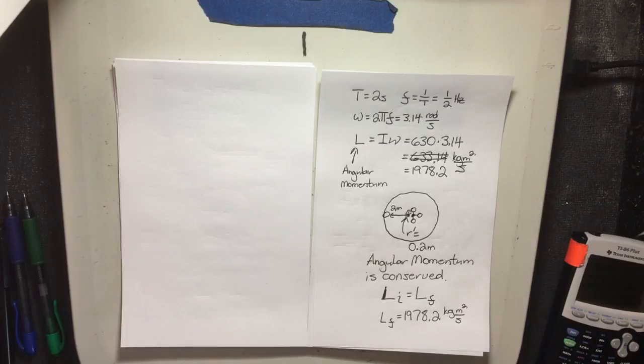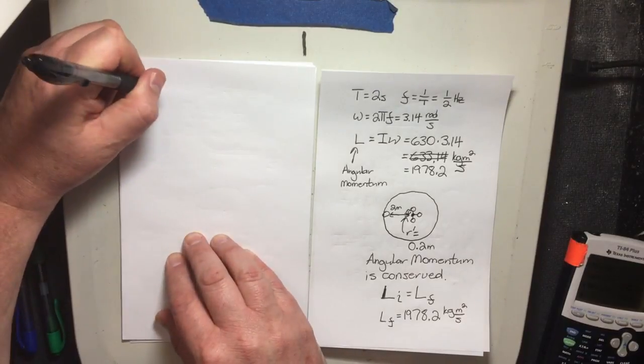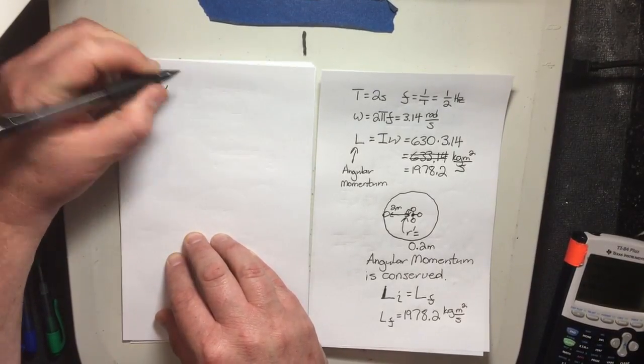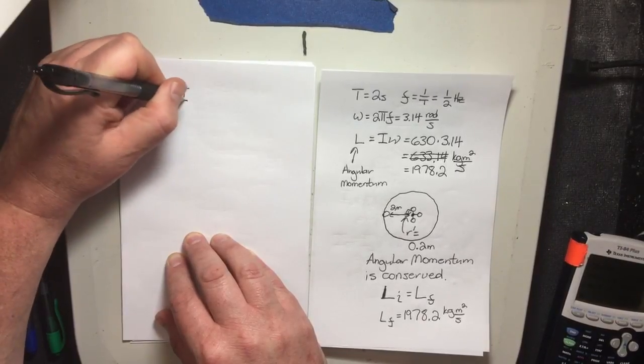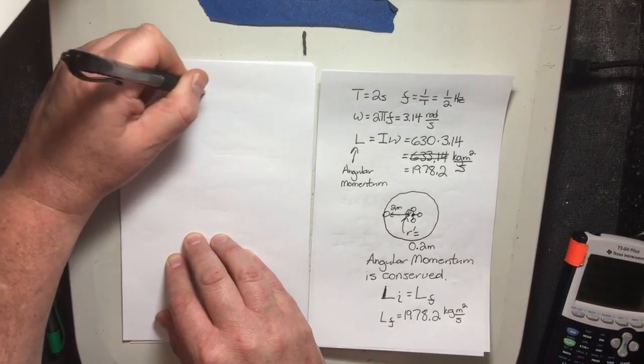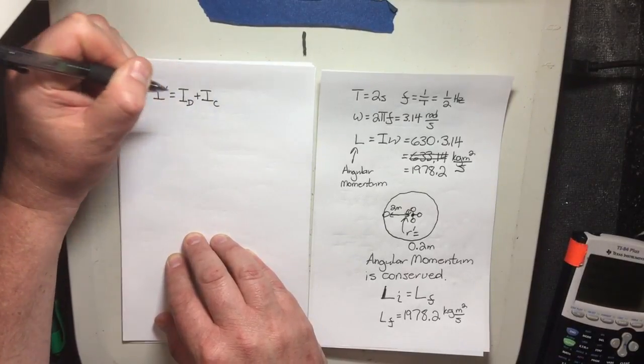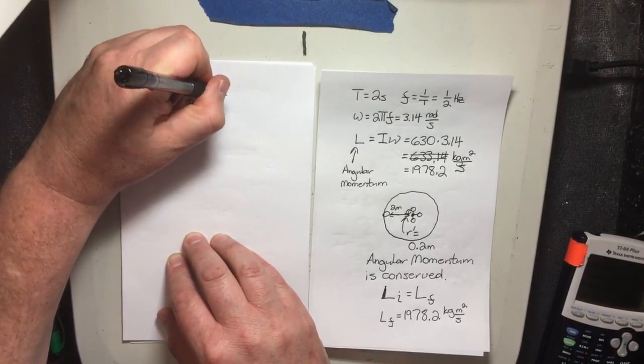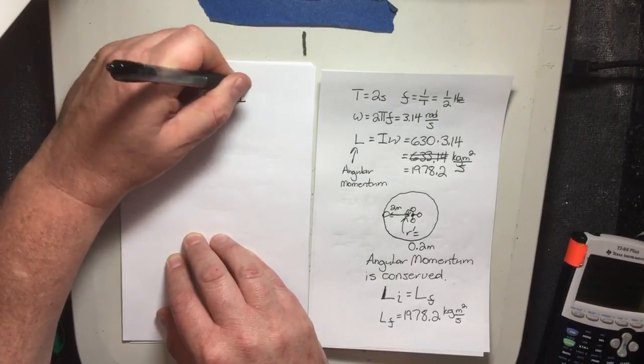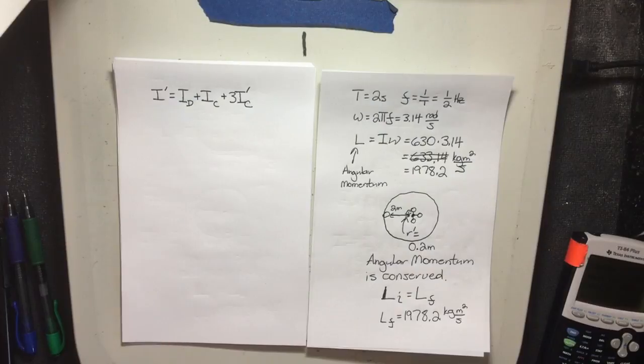The first thing you really need to do when doing a problem like this, now that you understand what it looks like after the change, is to calculate the moment of inertia after the change. So the new moment of inertia is the moment of inertia of the disk plus the moment of inertia of one of the children plus 3 times the new moment of inertia of the child. Because you've got 3 at the inner radius and 1 at the outer.